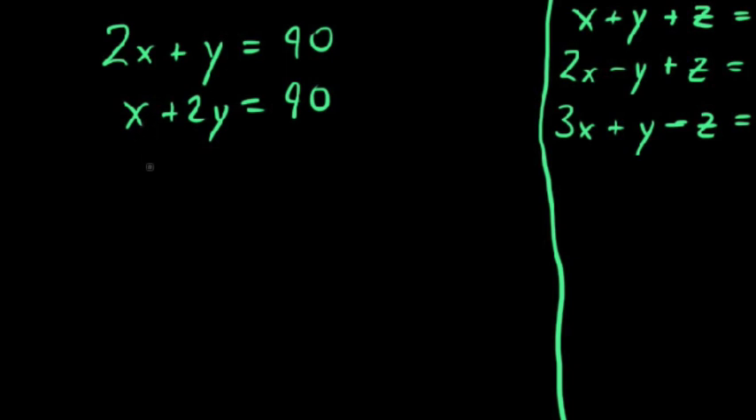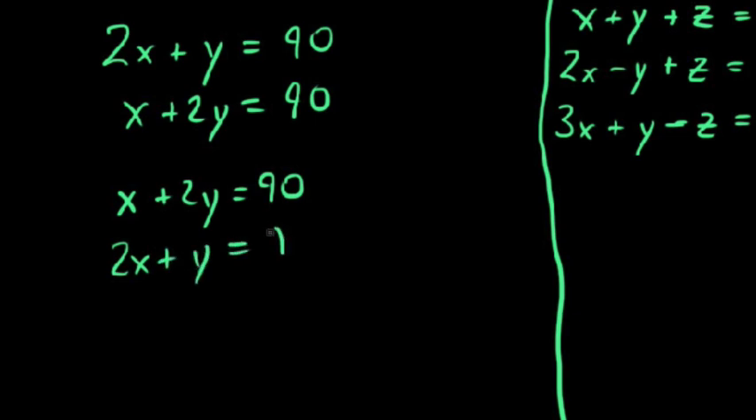So the first thing I'm going to do is use our first elementary row operation. It might seem silly, but I'm going to swap these two rows around. So I'm going to write x plus 2y equals 90 as our first equation, and 2x plus y equals 90 as our second equation. Again, I produced the new row equivalent system with the same solution as the original. All I did was switch these around so that I had a leading coefficient of 1.